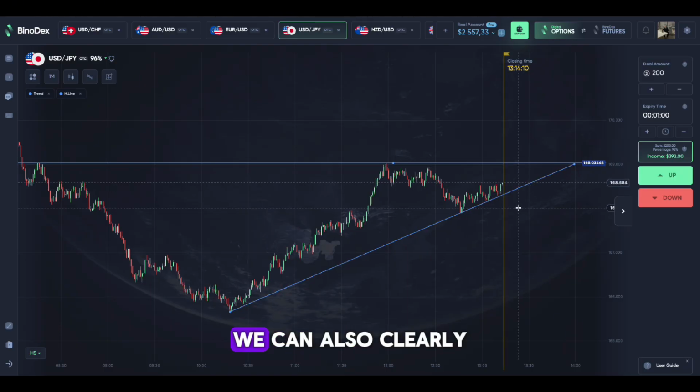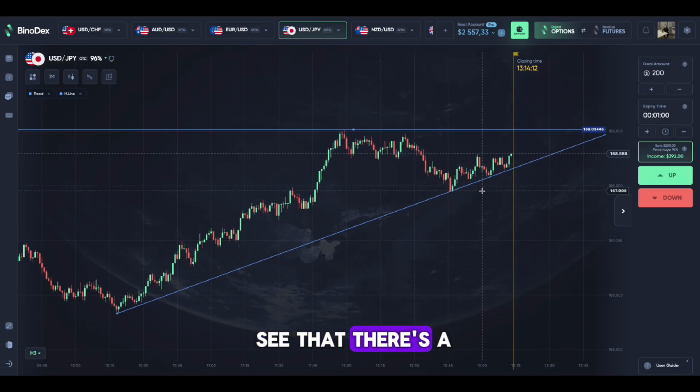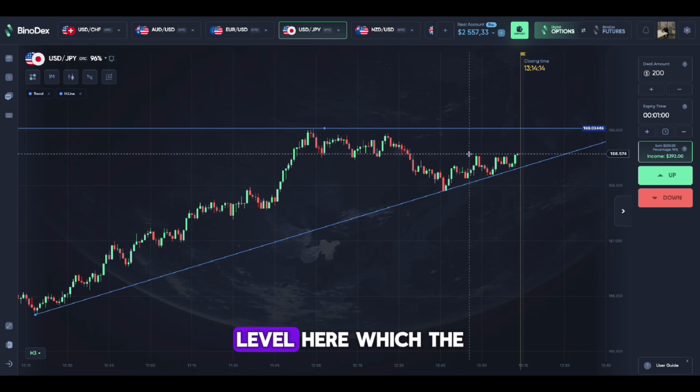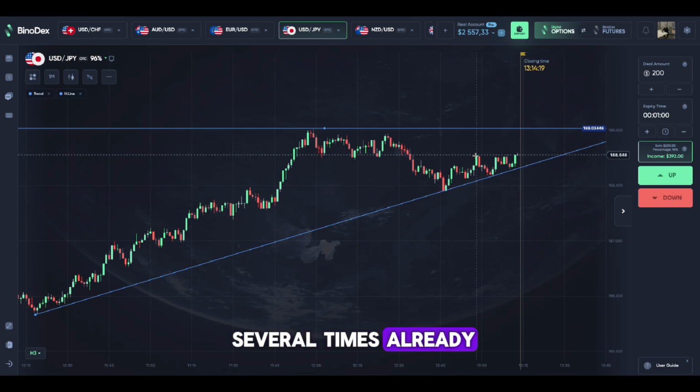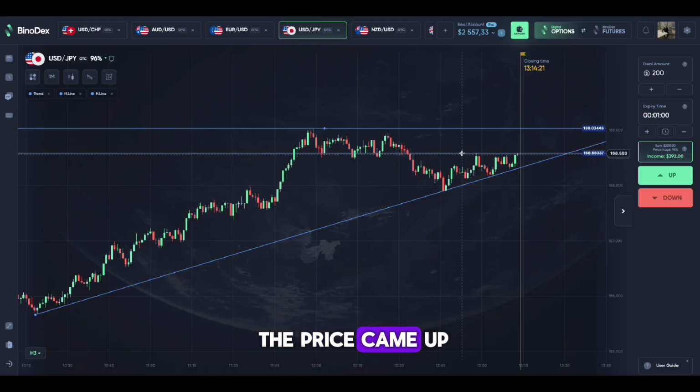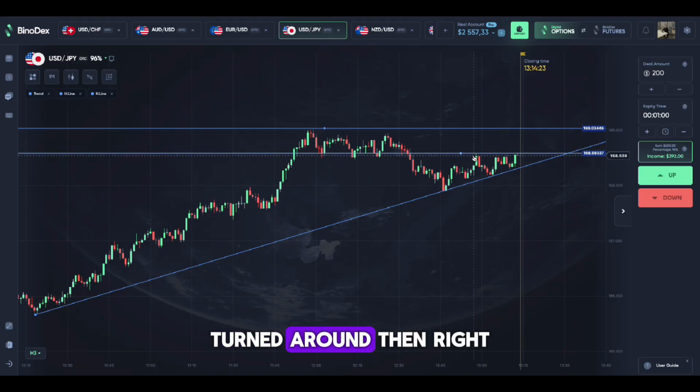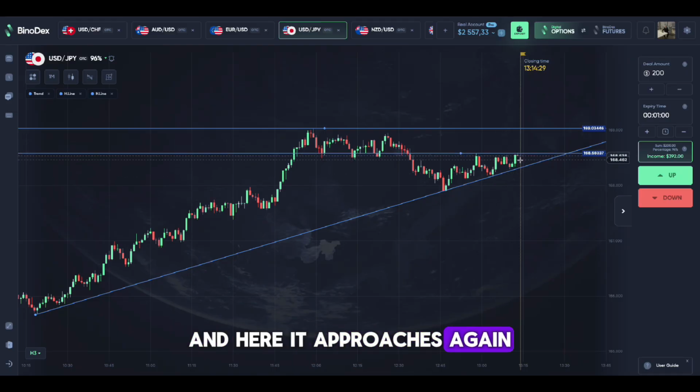Right there. We can also see a significant local resistance level here, which the price has reacted to several times already. The price came up to this point and turned around, then right here again it touched the level slightly and turned around once more. And here it approaches again, and we can see that the reversal is starting.